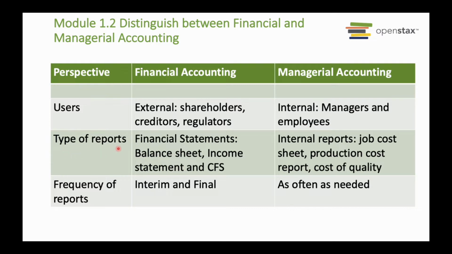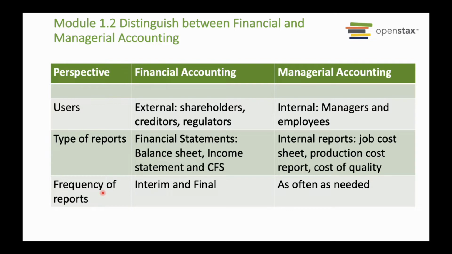Types of reports. The financial statements that are prepared under financial accounting comprise the balance sheet, the income statement, and the cash flow statement. Reports that are prepared by the management accountant are varied in nature, and examples of these reports are job cost sheets, production cost reports, and cost of quality reports.